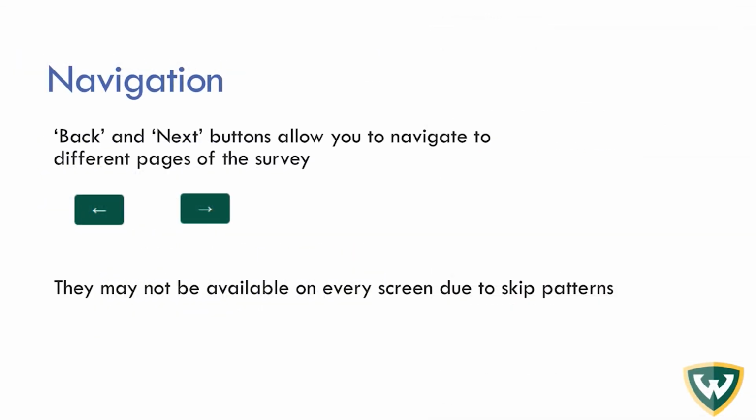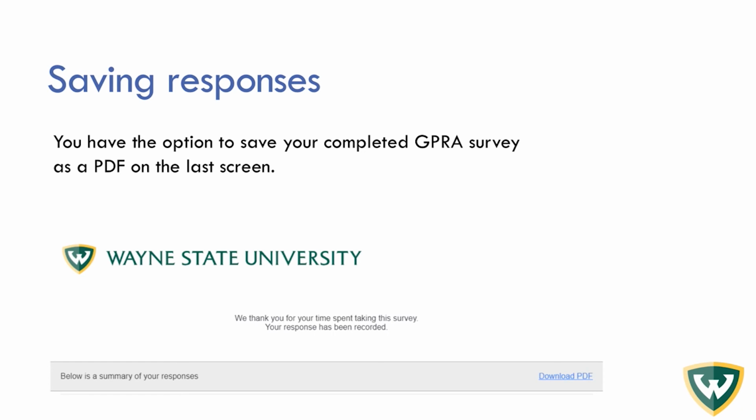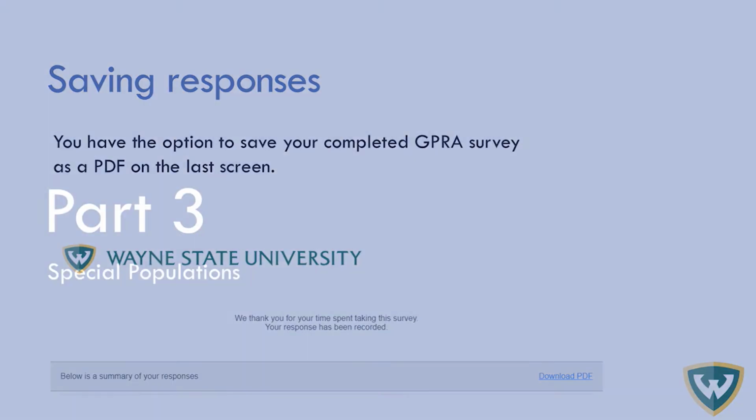The other component to keep in mind when you're navigating through the Qualtrics survey is there are some green arrows. Those are going to help you go forward and backward in the survey. So if you realize you may have made a mistake, feel free to use the back arrow to fix it. However, you should note that depending on which screen you're on, you may not always be able to use the back arrow. Additionally, once you get to the end of completing the GPRA in Qualtrics, you'll have an option to save a PDF of the record that you entered. We strongly recommend that you save that PDF, and to do that you just select Download PDF.